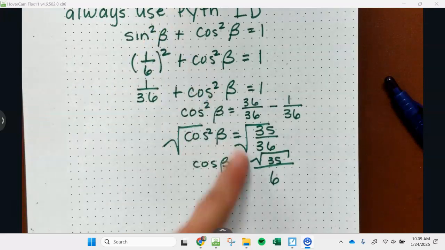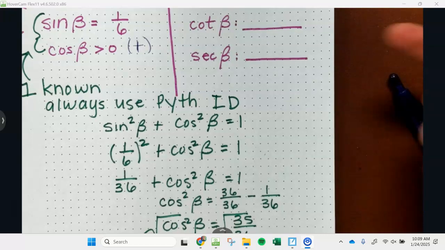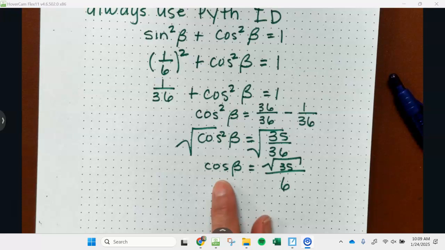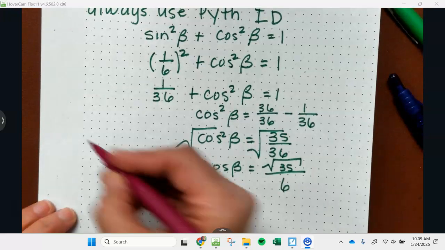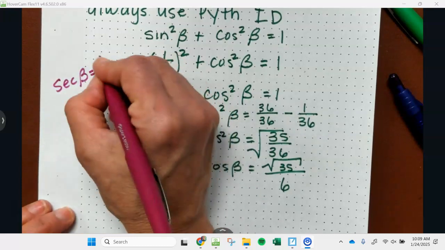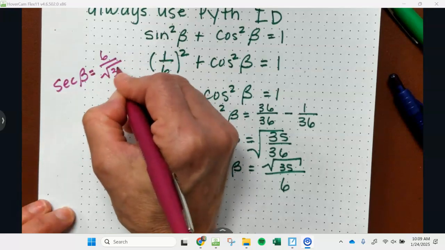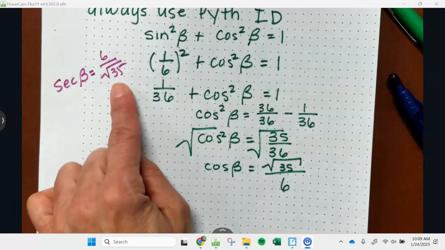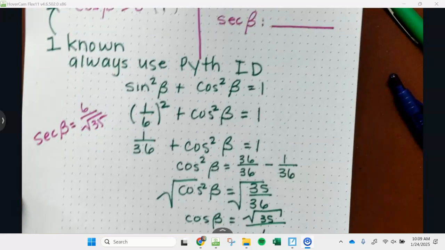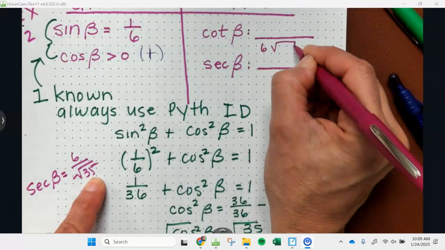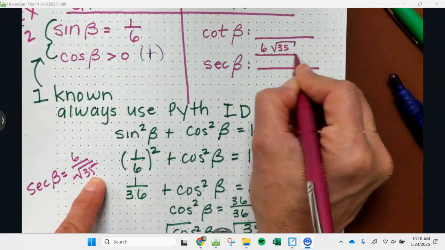So as you guys can see, I have several lines in my work, and that's not even the answer. I'm looking for cotangent and secant. I can find secant pretty quickly because I can flip that upside down. So let's go ahead and find secant. Secant beta is going to equal this upside down, 6 over the square root of 35. And that is absolutely what secant equals, but it's ugly. Don't forget, you have to rationalize every denominator. So secant beta in its pretty form is going to be 6 square root 35/35. Nothing simplifies.